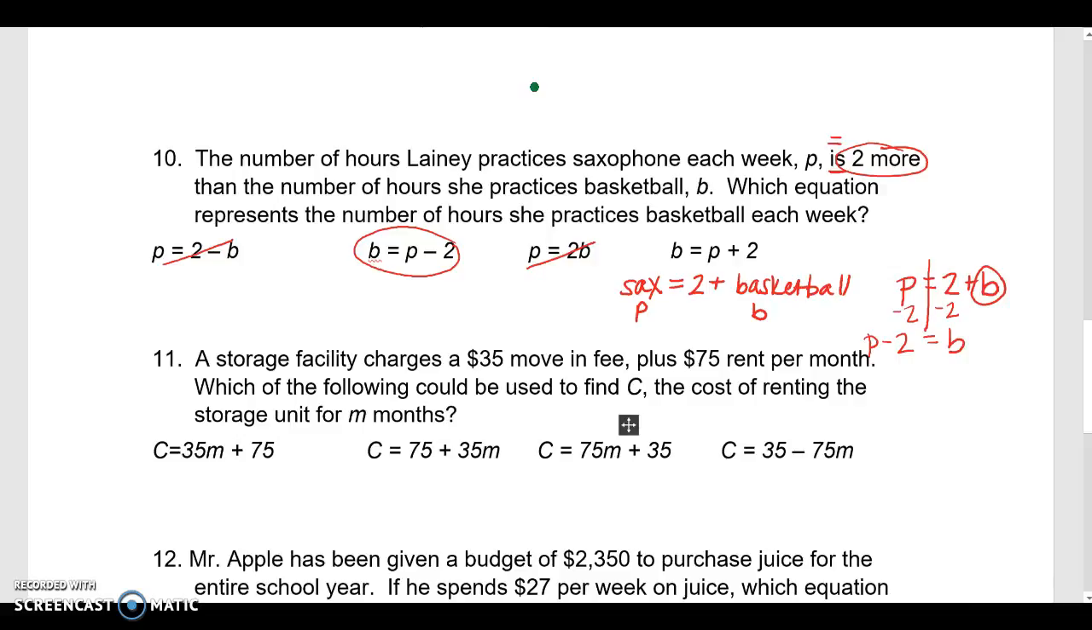So the next problem is number 11. It says a storage facility charges $35 as move-in fee plus $75 rent per month. Which of the following equations? Okay, so let's just start out by writing it out. So they charge a $35 move-in fee, right? So everybody's paying $35. So I'm going to go ahead and write $35 to move in plus $75 to rent per month. So per means multiply. So 75 times the number of months, right?